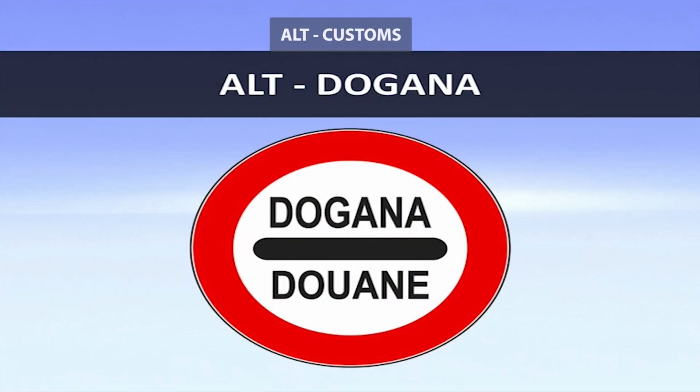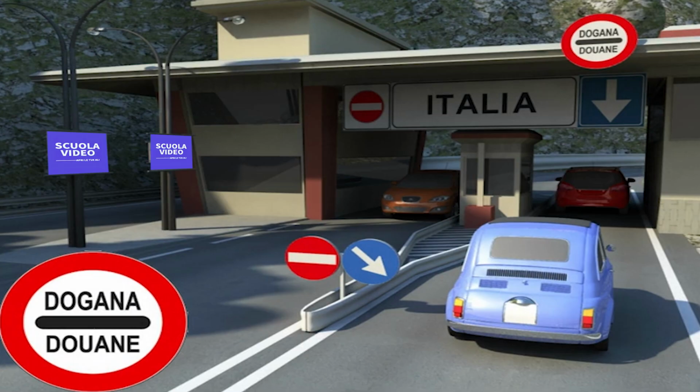Halt, customs. This signal heralds a border crossing at which it is mandatory to stop for customs control, even if you do not have objects or goods to declare. It is located on the border with a country that is not part of the European Community. Attention in the quizzes: we do not speak of a police station or carabinieri, but of a customs gate.